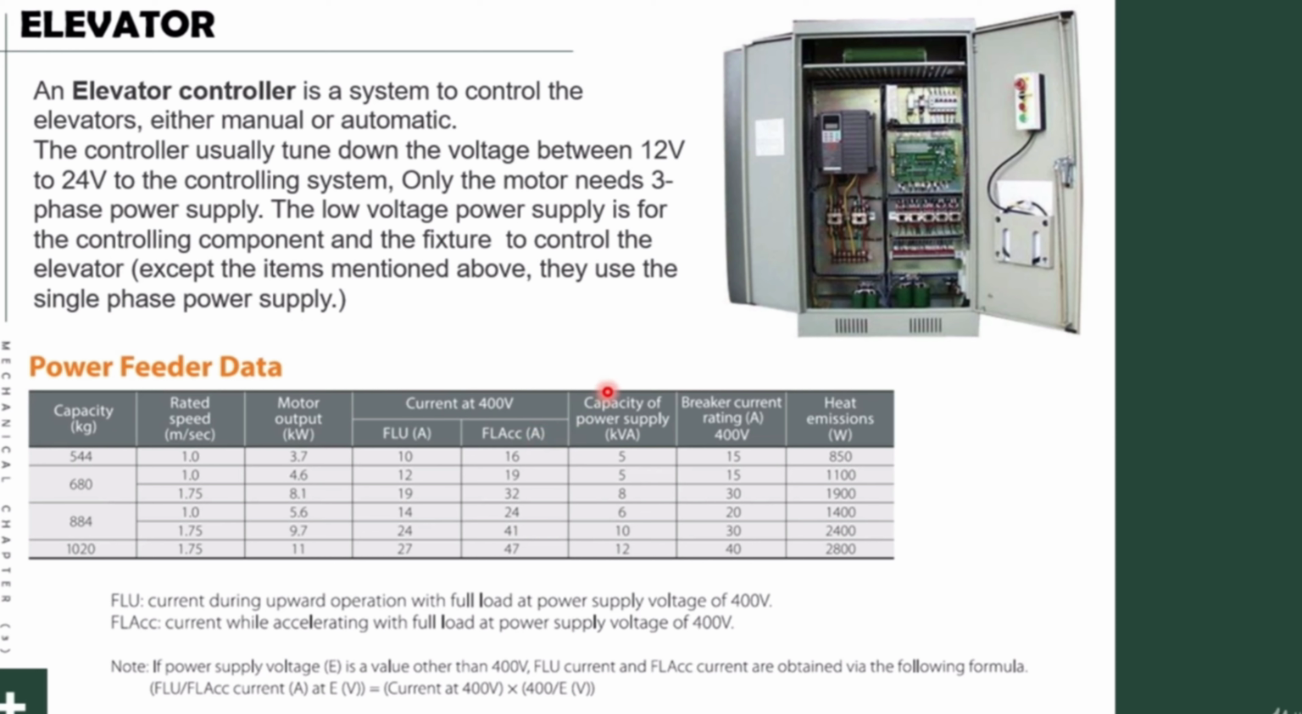And this is the capacity of the power supply in kVA for the supply. If the elevator is 680, the capacity of power will be 5 kVA. And also this is the breaker current rating in ampere at the voltage 400. And here also you notice that if the value of the voltage is other than 400 volt, then you can use this equation.